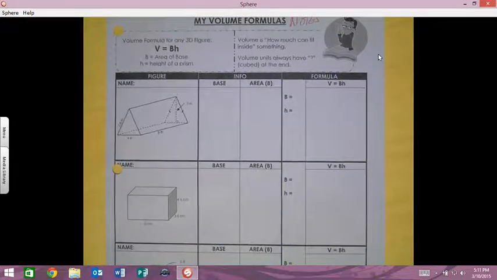So volume is going to be how much can fit inside something. And your units are always going to be cubes. That means to the third power. Think about it, 3D shape to the third power is how I try to remember it.